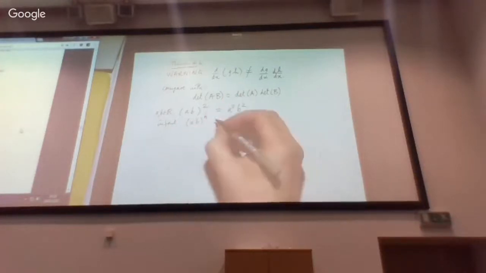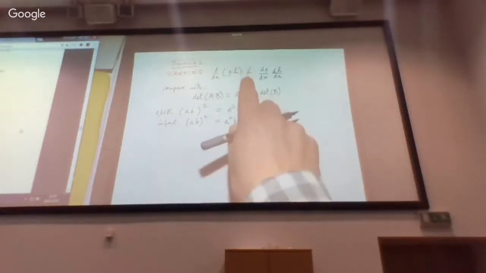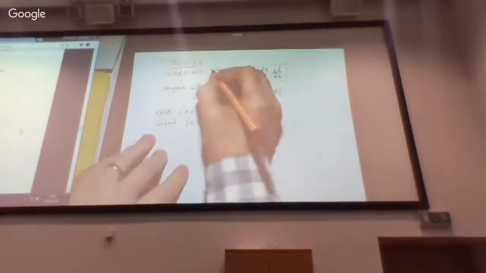A product raised to the power n is in fact the product of the individual things raised to the power n. So in mathematics, lots of things are multiplicative. It's certainly useful when things are multiplicative. It makes it very easy to analyze certain situations. But the warning: differentiation is not multiplicative.